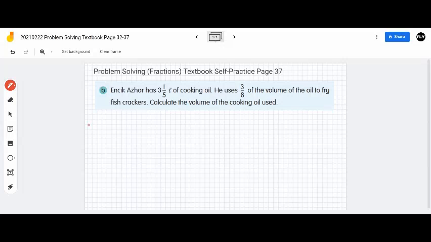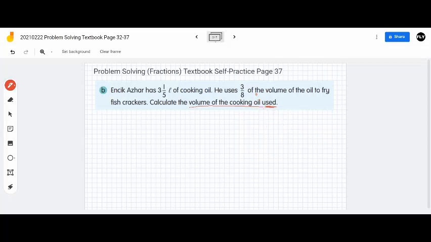B. Encik Azhar has 3 1/5 liter of cooking oil. He uses 3/8 of the volume of the oil to fry fish crackers. Calculate the volume of the oil used. So the keyword here is volume of the cooking oil used. They want the used one. You might double underline it to show that it is important.